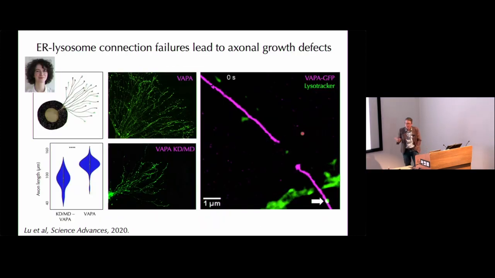You can do this also in more complex models. One of our students, Francesca van Tartwijk, used a frog model. So these are retinal ganglion cells from frogs. So you have an explanted eye, and the RGCs, the retinal ganglion cells, grow out of the eye. And you can see, first of all, if you have this mutation present, the RGCs don't grow as nicely. So you can see that here.